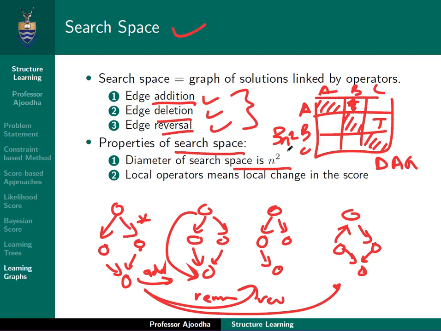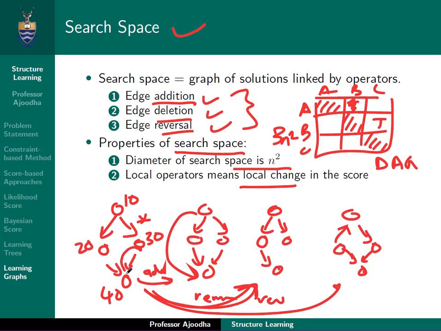Okay, and the other property is that these are local operators, which means that they have local changes to the score. So if you, for example, here when I went from here to here and I removed an edge, okay, everything else was the same. For a decomposable score, if this was a 10 and this was a 20 and this was a 30 and this was a 40, and my total, if I sum this 40, 50, 60, 70, 80, 90, 100, this is 100, right?